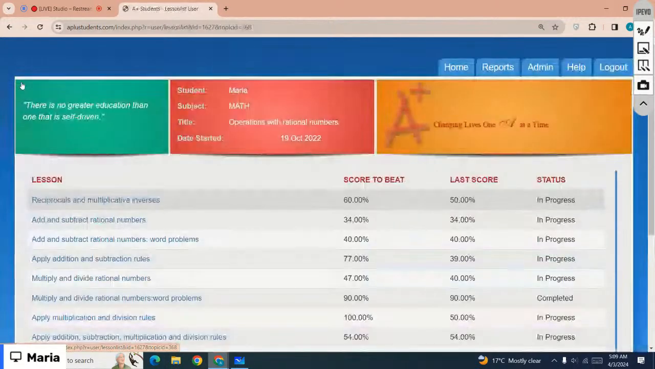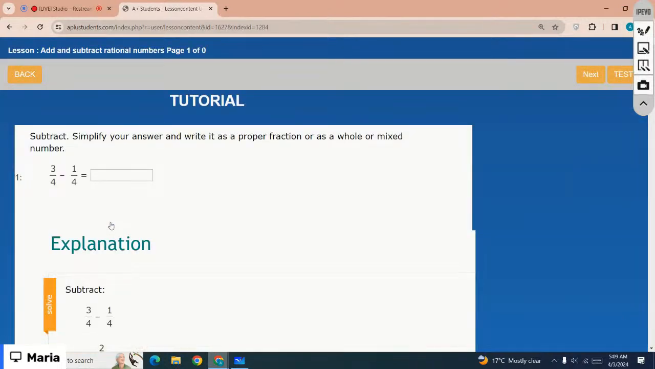The next lesson is add and subtract rational numbers. Let's start with the next lesson. Subtract 3 by 4 minus 1 over 4.